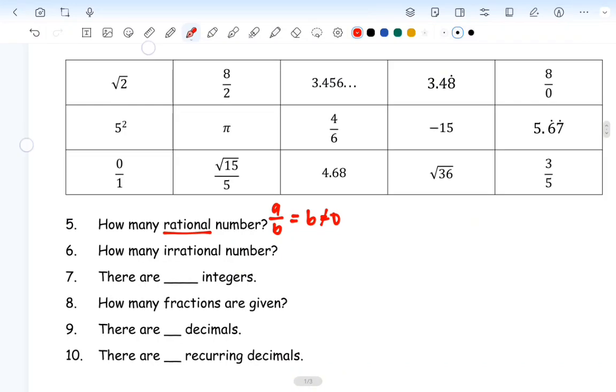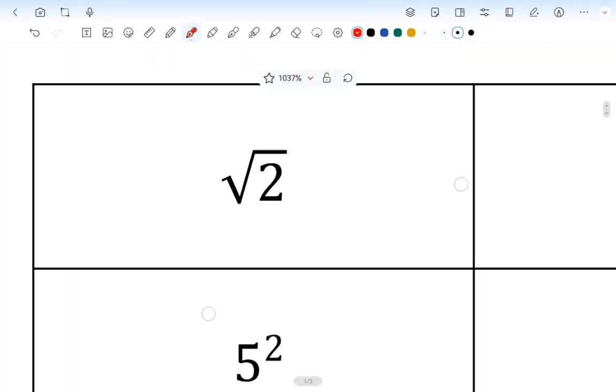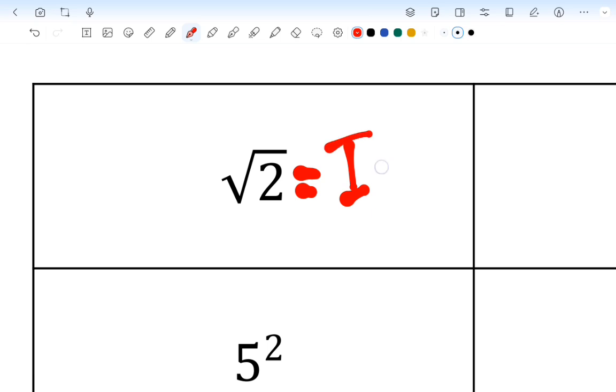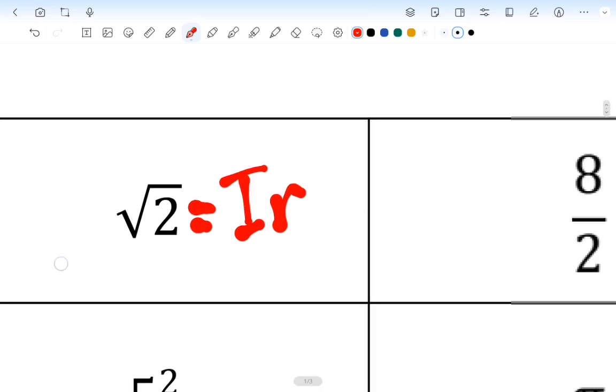So we have here, the first part is square root of 2. Square root of 2 is not a perfect square. We can say that this number is irrational because if we are going to get the square root of 2, we will get a never-ending value of decimals which cannot be written as a fraction. This is an example of irrational because it is not a perfect square number.